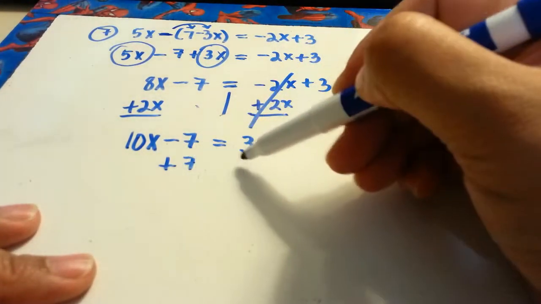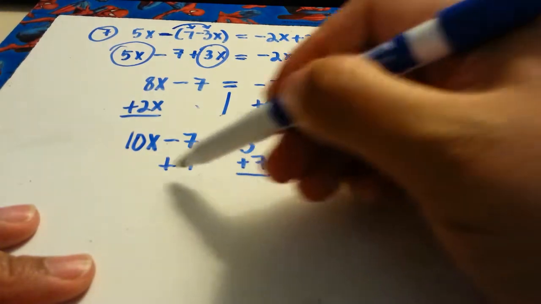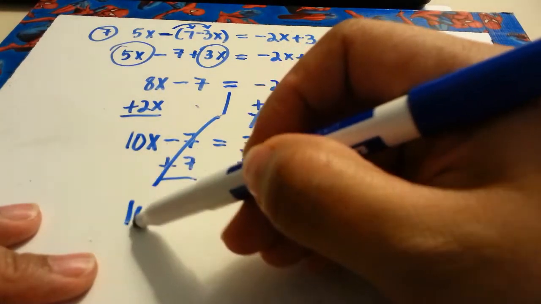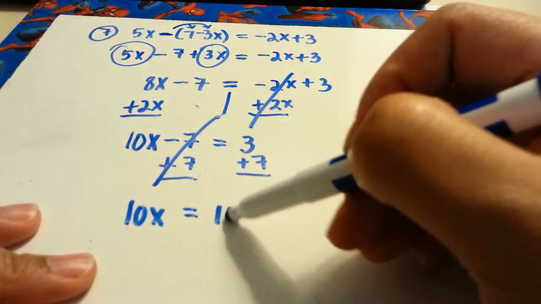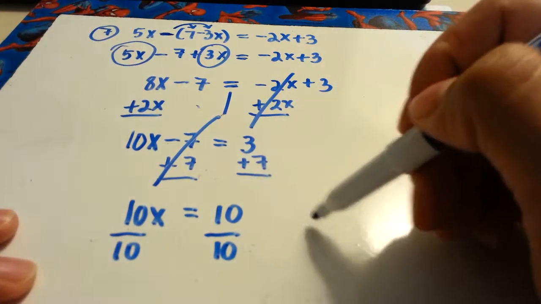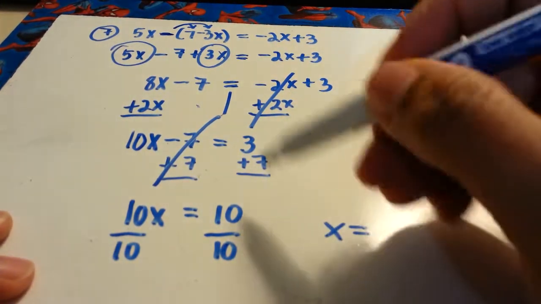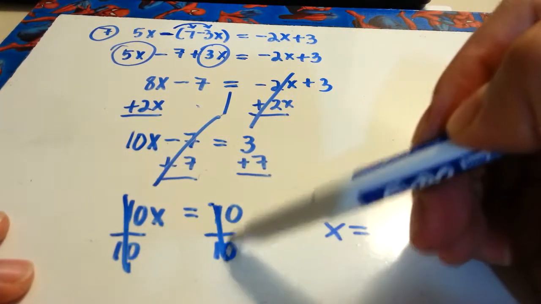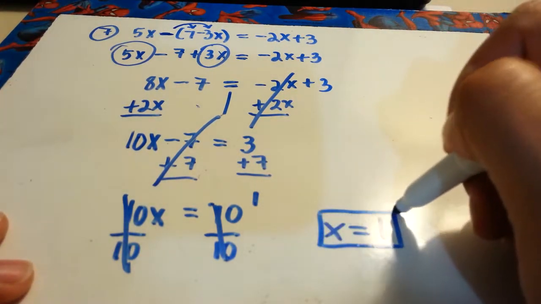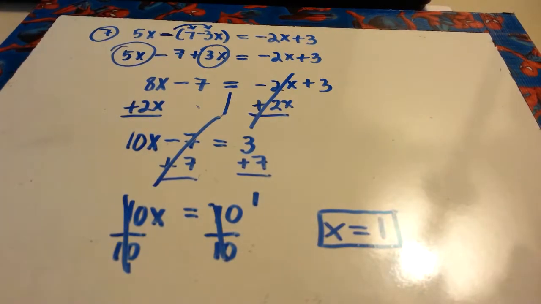And I'm going to move the 7 to the other side. Notice that you have to add it to both sides. You can't just change it on one side. You have to change it on both. So now we have 10x equals 10. And I'm going to divide both sides by 10. And I get that x equals, right, because this cancels and this becomes a 1. X equals 1. And that would be the answer.